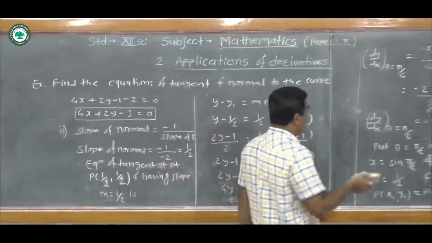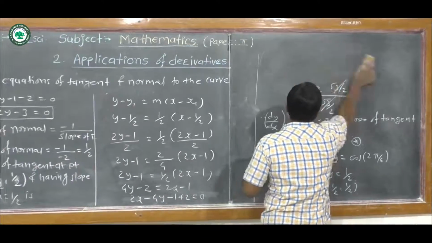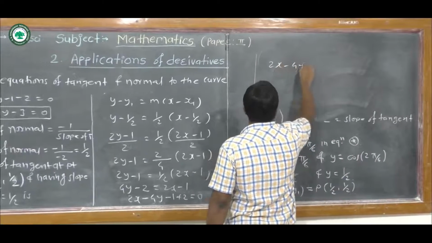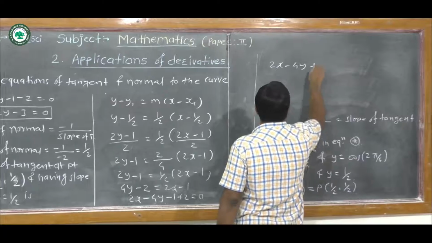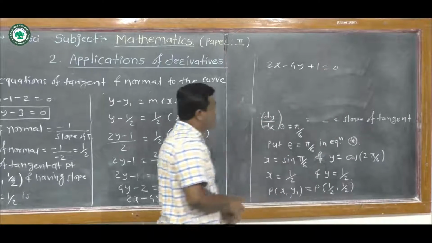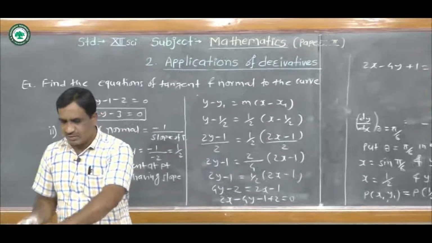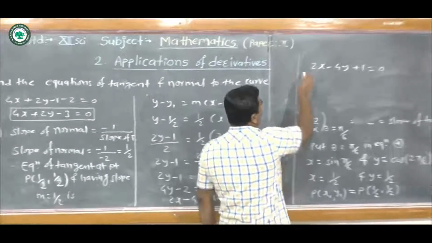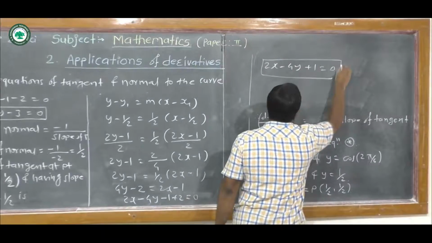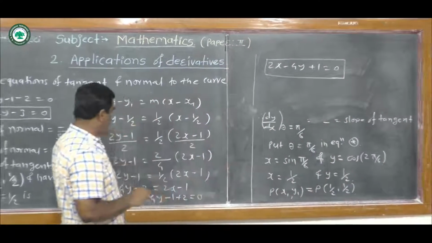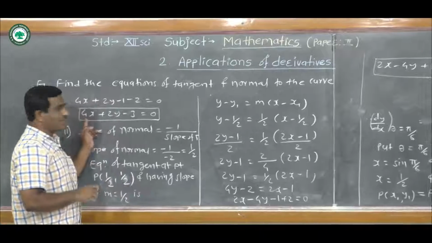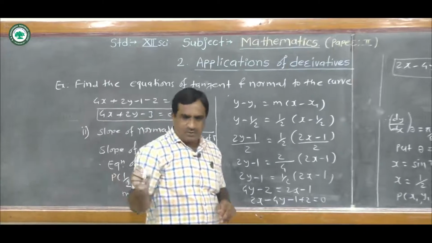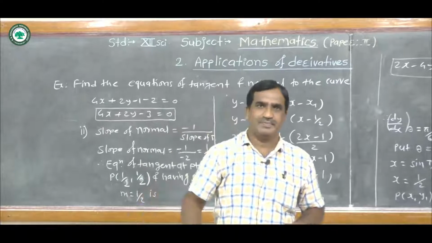That is, lastly we get 2x minus 4y plus 1 equal to 0. This is the equation of normal, and this is the equation of tangent. Okay, now we will stop here. Okay, thank you.